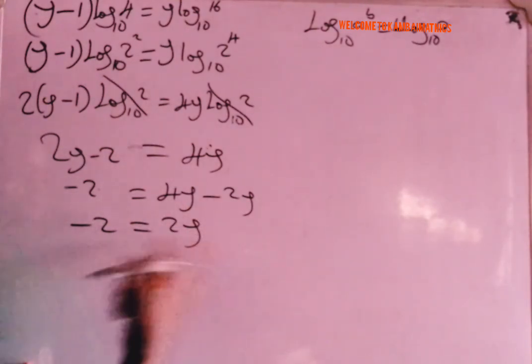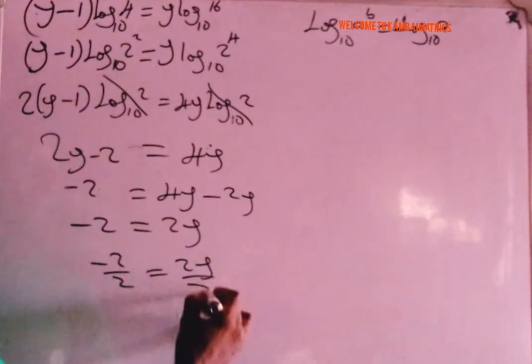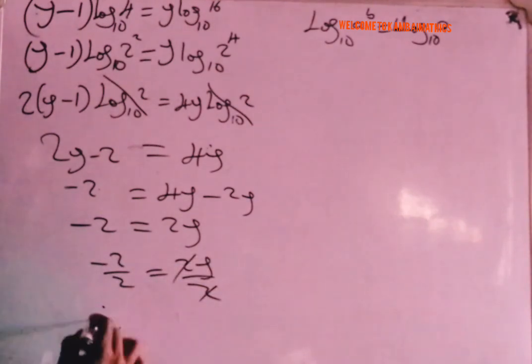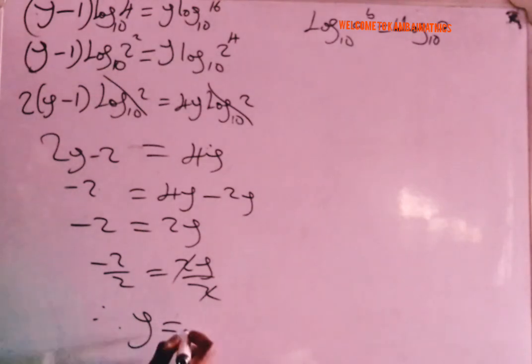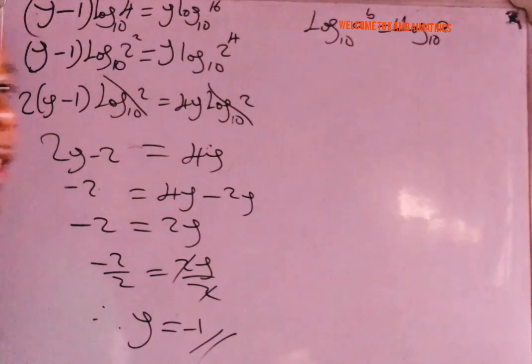By the time we divide both sides here, we have minus 2 divided by 2 equals 2y divided by 2. So this kicks out this one, therefore our y will be equivalent to minus 1. So our y is minus 1 in this case.